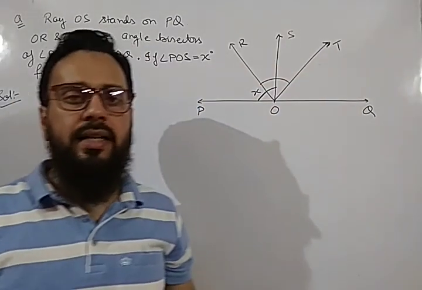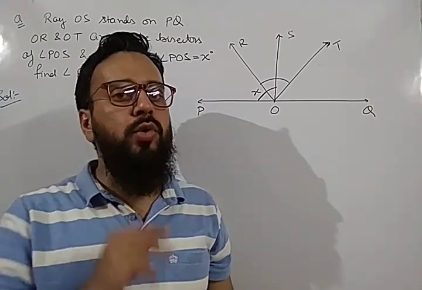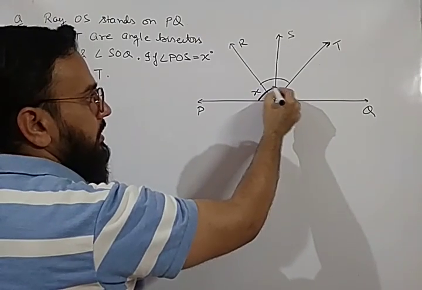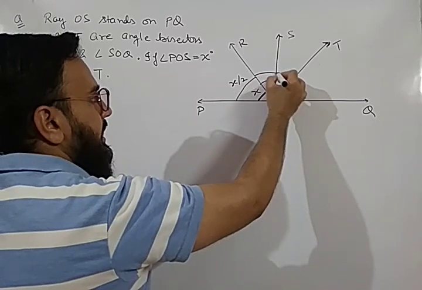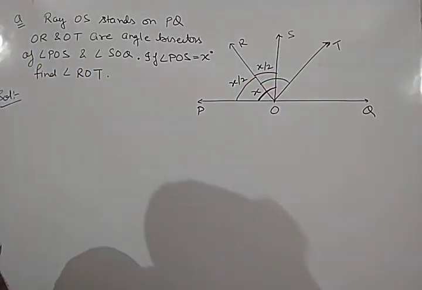So we have discussed the bisector. What is bisector? Angle bisector divides the angle into two equal parts. It means we can say if this total angle is x, so how much will be this angle? This angle will be x by 2 and this angle will also be x by 2. These two angles will be x by 2 and x by 2.